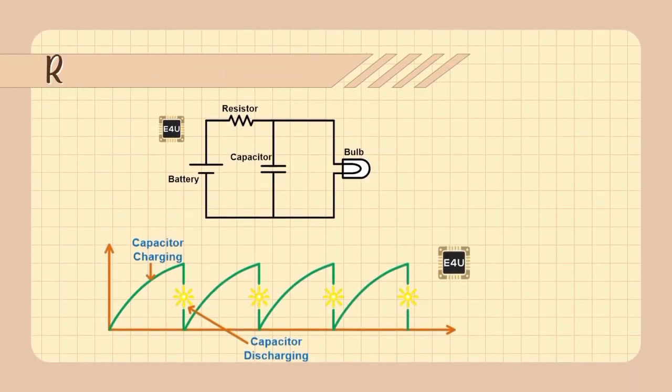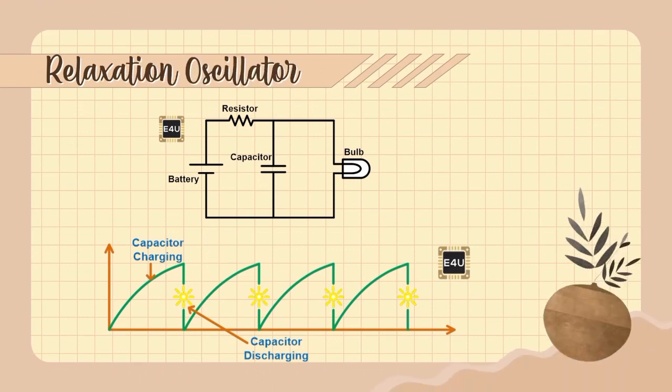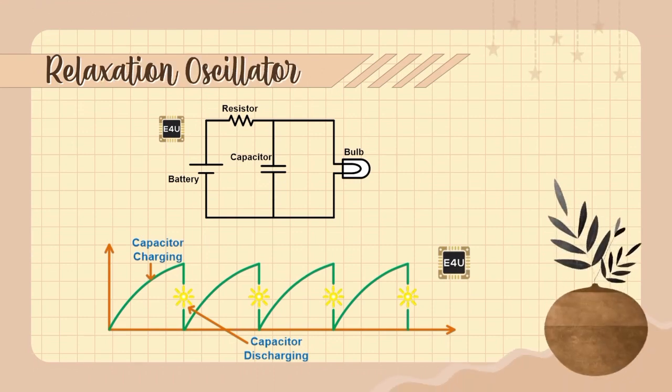So here, a capacitor is connected between a bulb and a battery. This circuit is also known as the flasher circuit or RC relaxation oscillator. Here, a battery charges the capacitor through the resistor, and during charging of the capacitor, the bulb remains off. When the capacitor reaches its threshold value, it discharges through the bulb. Thus, during discharging of the capacitor, the bulb is glowing.